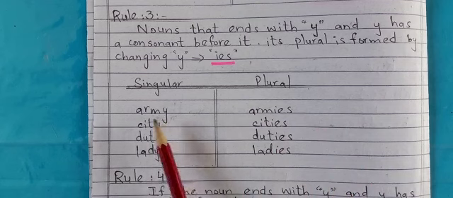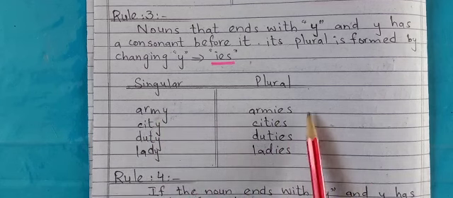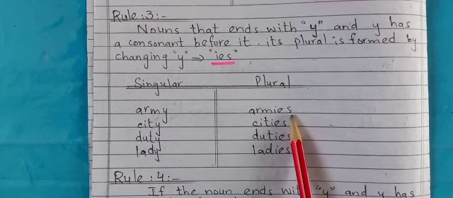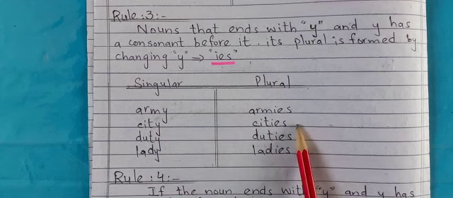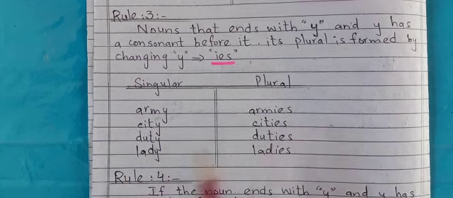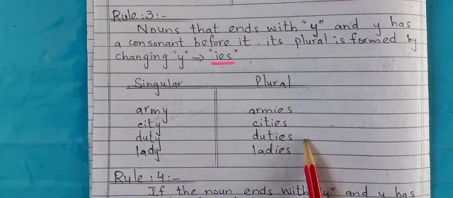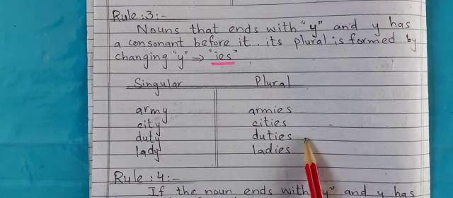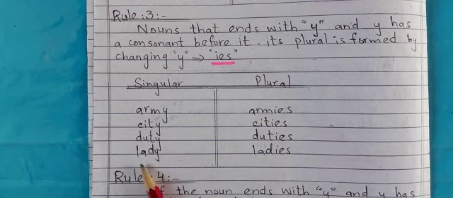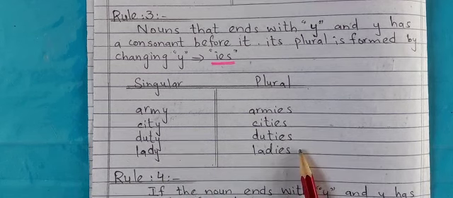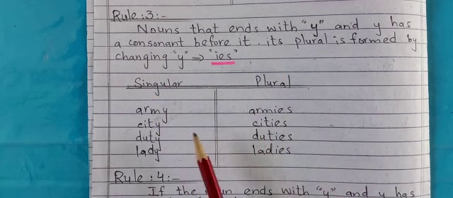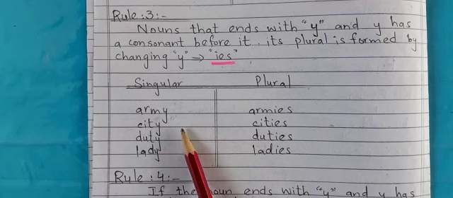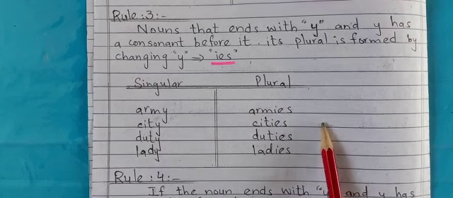Like army, M is a consonant. So for plural, I remove Y and write IES instead of it. City, T is a consonant, and when I make it plural, I remove Y and put IES. Duty, again consonant, so in the plural, I just put IES after removing Y. Lady, D is a consonant, so for plural, I removed Y and put IES. So you have to know that when the word ends with Y but there is a consonant before Y, then you will remove Y and put IES to make them plural.